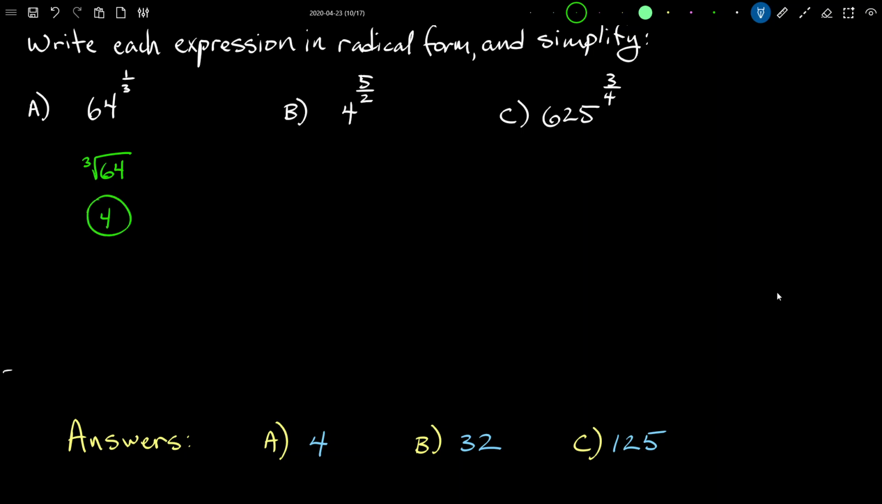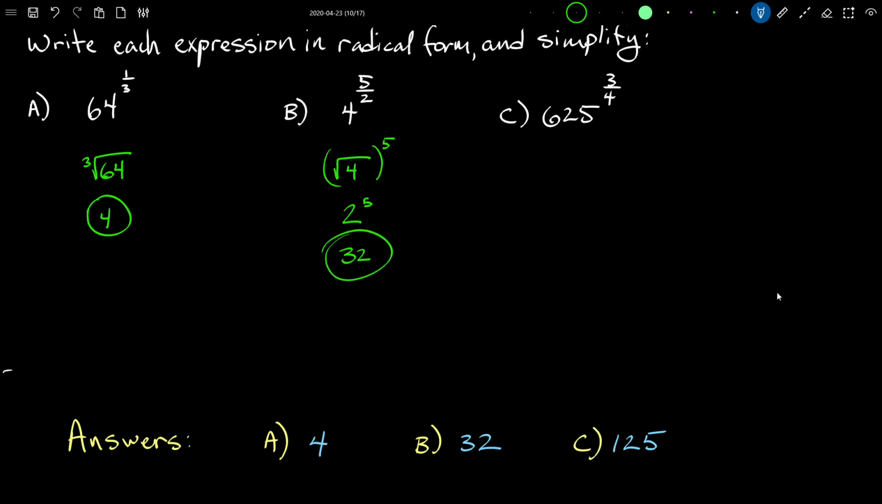4 to the 5/2 power, I'm going to do the square root of 4. And as a reminder, when you do square root, you don't actually write the number on the radical symbol. So square root of 4 to the 5th power. Square root of 4 is 2, to the 5th power is 32.